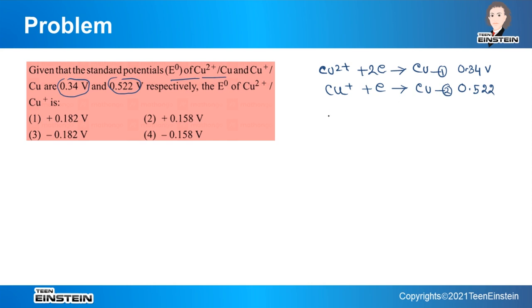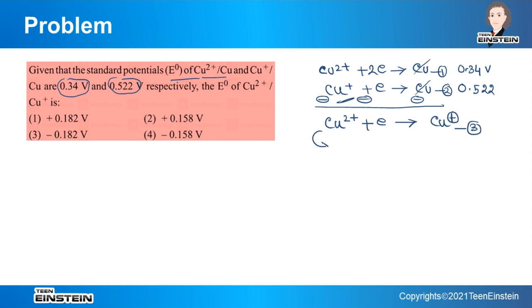Now if we subtract equation 2 from 1, negative, negative, negative. So Cu will be cancelled, and on the left hand side we will have Cu2+ plus 2 electrons minus 1 electron, that is Cu2+ plus 1 electron, going to Cu+ on the right hand side. This is equation number 3, and basically we have to find out the E0 for equation number 3, right? That is unknown. Now we will consider that for the first reaction the value of Gibbs free energy is del G1, this is del G2, and this is del G3.